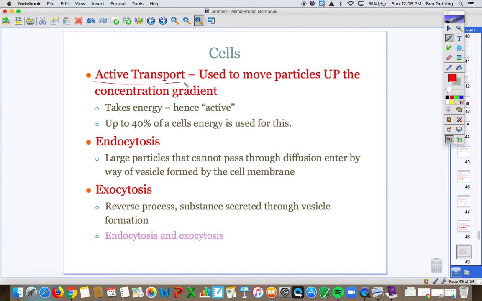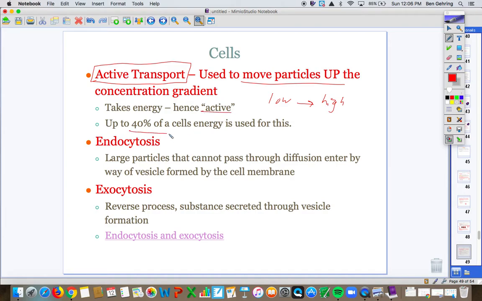We talked about diffusion. Diffusion is a passive process that doesn't require energy. Some molecules are too big to pass through without any energy, or they're moving from low concentrations to high concentrations. In this case, we have what's called active transport. This moves particles up the concentration gradient, so from low to high. This requires energy, hence the term active.